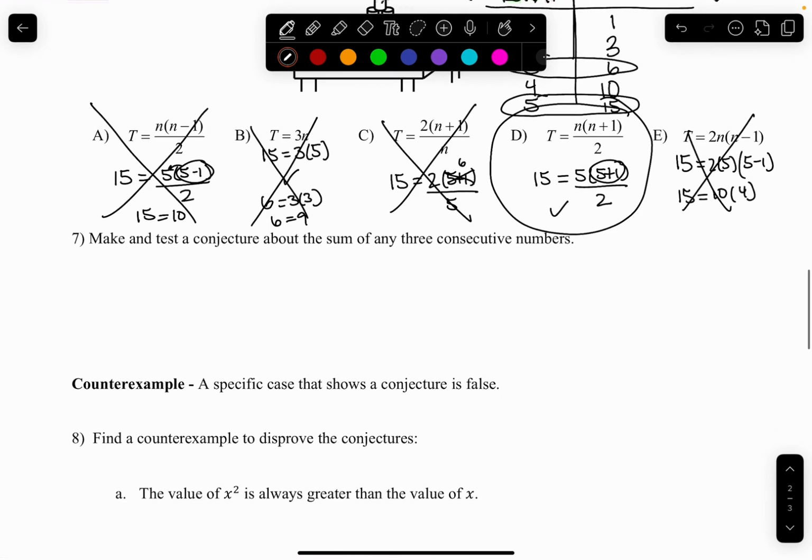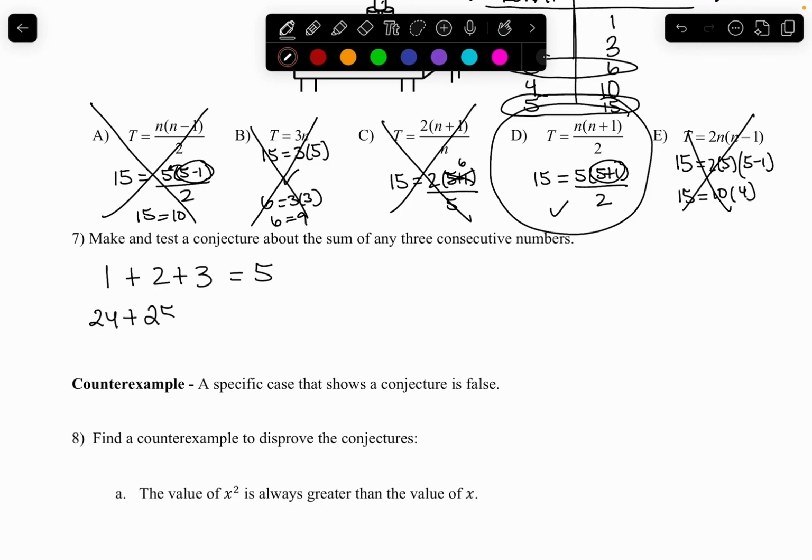Number 7, it says, make and test a conjecture about the sum of any 3 consecutive numbers. So what that means is I could do 1 plus 2 plus 3. I get 6. Let's pick 3 other consecutive numbers. Let's do 24 plus 25 plus 26. That's going to be something that I don't want to do in my head. 24 plus 25 plus 26 gets me 75.